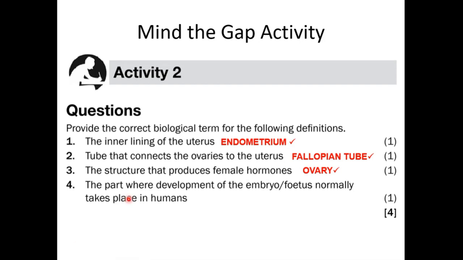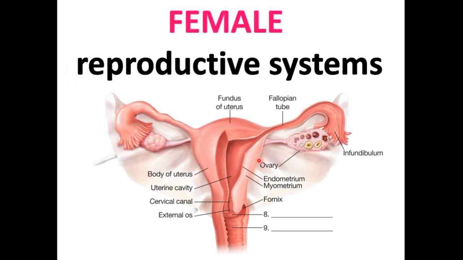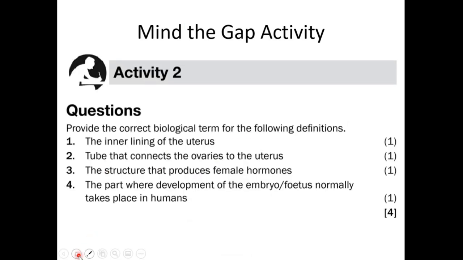And then number 4 is the part where development of the embryo or the fetus normally takes place. And that would be the uterus, okay, because it's the middle part. Let me just go back quickly. Here we go. That would be here, and that would be the uterus. Okay, if you said uterine cavity, no, because we know the blastocysts were implanted in the endometrium. So it can't be the uterine cavity. It's the whole organ. And the whole organ here is the uterus. Okay, so it's that hollow part over there. And yeah, that is it for the female system.